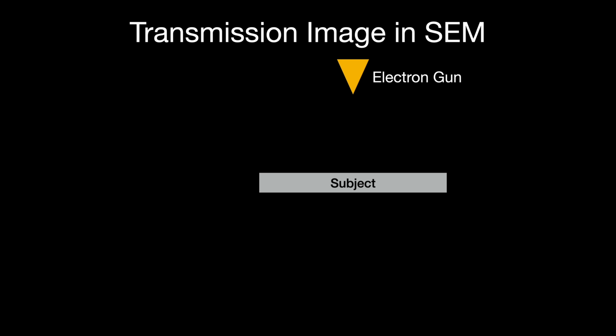Let's say we put a thin specimen in our SEM. When a primary electron from the beam reaches our subject, one of two main things is going to happen.